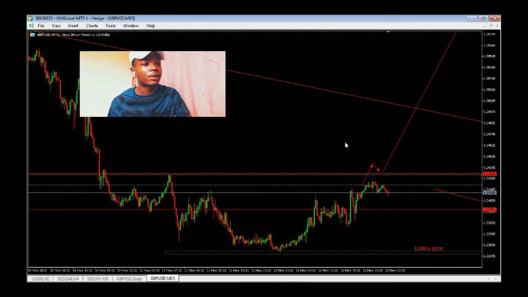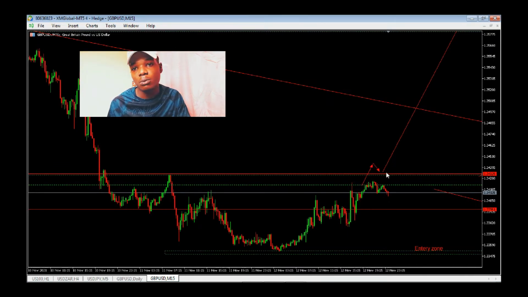Or if it doesn't break out, or if it doesn't come back to this zone and form a double bottom formation, we can potentially also have our buys directly from here. So once it breaks this zone, as I have drawn up here, I'm waiting for maybe a retest.